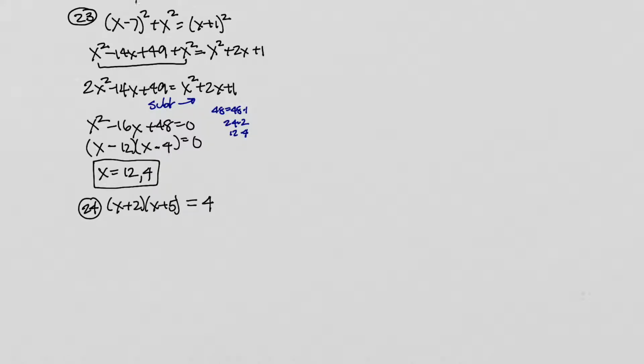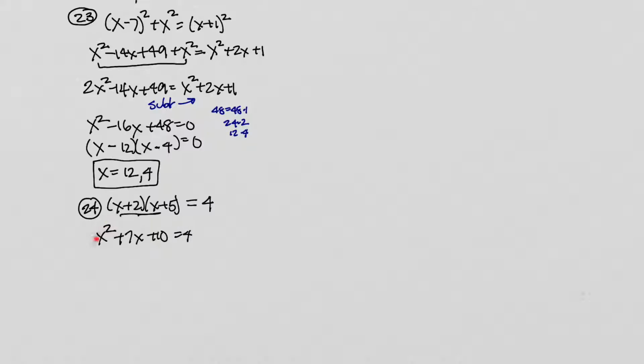Let's start number 24 by multiplying this left side together. So that will give us x squared. Now, the outer product is 5x, the inner product is 2x, so plus 7x and then plus 10. Right? X squared, 5x, and 2x, there's the 7x. And then the last product is the 10, and the whole thing's equal to 4.